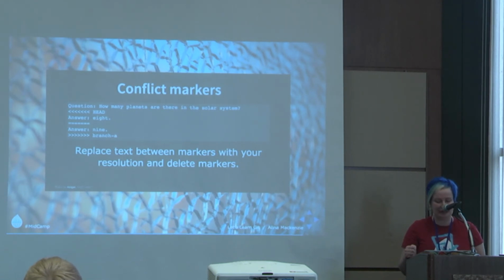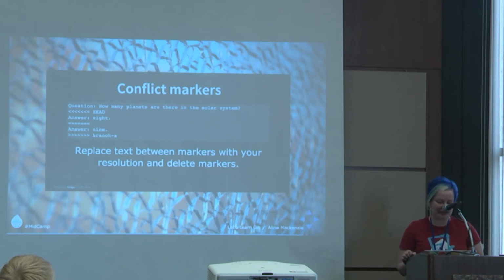Git puts conflict markers in the files to let you know what exactly is the conflict. It will mark them with 7 less than signs and then the name of the branch. And in the middle, there's going to be 7 equal signs, and then the content from the other branch, followed by 7 greater than signs and the branch name.